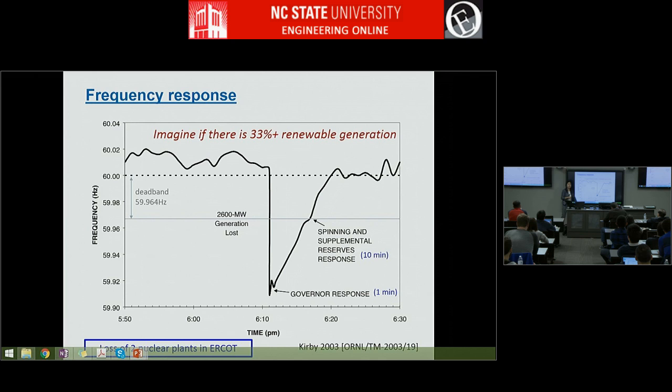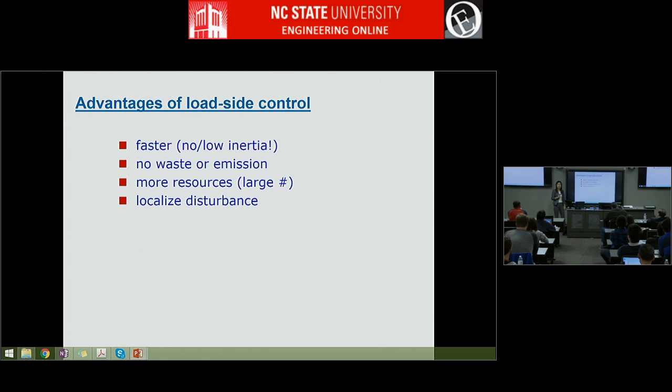So then we think about how load control can help. When we think about load control, first, almost everything is electronics. It's much faster, with almost no inertia. And no waste, it just changes the demand. There are more resources, and for almost every generation or every change, we have load nearby, so we can localize the disturbance. This motivates us to focus on load control. The idea actually traces back to the 1970s. Power people already thought about how we can do load control to help the grid.